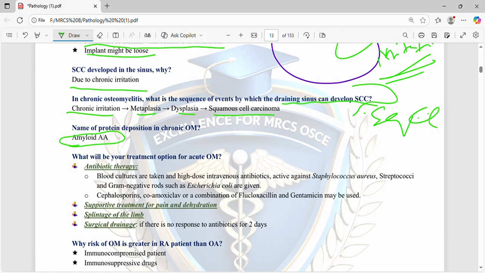What will be your treatment option for acute osteomyelitis? Antibiotic therapy: blood cultures are taken, and high-dose intravenous antibiotics active against Staphylococcus aureus, streptococci, and gram-negative rods such as E. coli are given. Cephalosporin, co-amoxiclav, or a combination of flucloxacillin and gentamicin may be used. Supportive treatment for pain and dehydration, splintage of the limb, elevate the limb, and surgical drainage. If there is no response to antibiotics for 2 days, then you can drain the osteomyelitis.